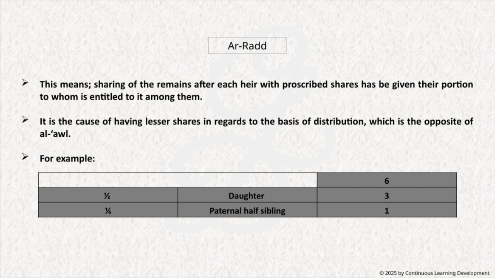This means that after each heir has received their prescribed share, the remaining remains are shared according to specific rules. This process often results in smaller shares compared to other distribution methods, such as Awl. To clarify, we'll look at examples like Radd, which helps us understand these distribution principles better. Let's dive deeper into how these shares work and what they mean for inheritance planning.